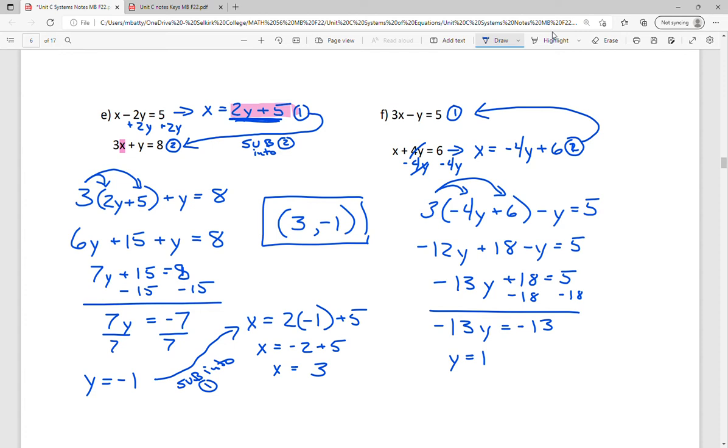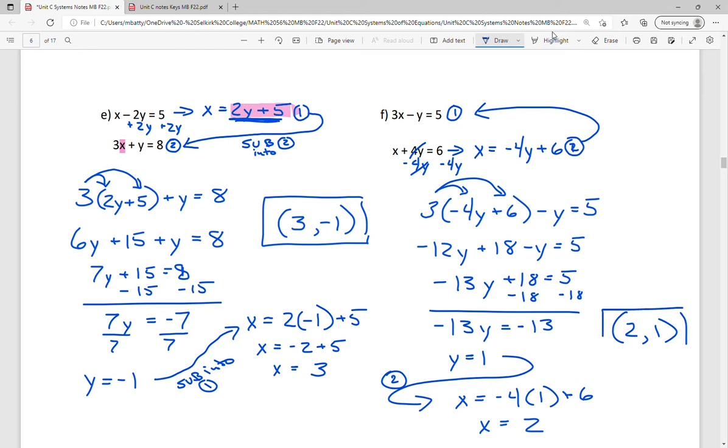And what I can do with this now is take that back to equation 2. So I'm going to sub this now into equation 2. So x equals a negative 4 times 1 plus 6. x would equal negative 4 plus 6, or x would equal 2. And so what I can do with this at the end is give it as an ordered pair. This is a consistent system. That's the point where the two lines intersect. So far, these have only been consistent systems.